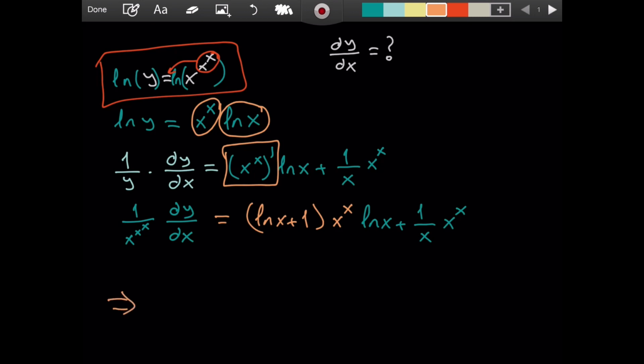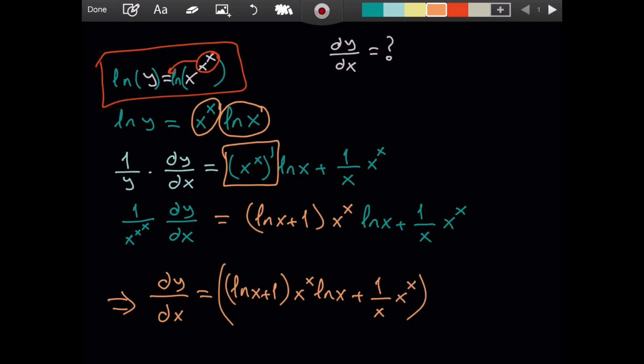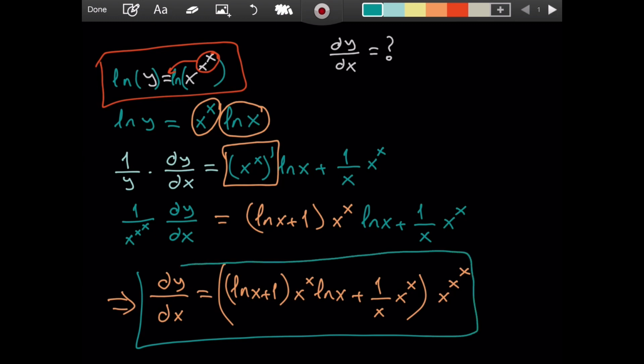So, if we solve for dy over dx, then we get that dy over dx is equal to ln x plus 1 times x to the power of x times ln x plus 1 over x times x to the power of x, all of that multiplied by x raised to the power of x raised to the power of x. And this is the final result. If you would like, you can simplify this a little, but I'm not going to bother doing that because I already like the way it looks.